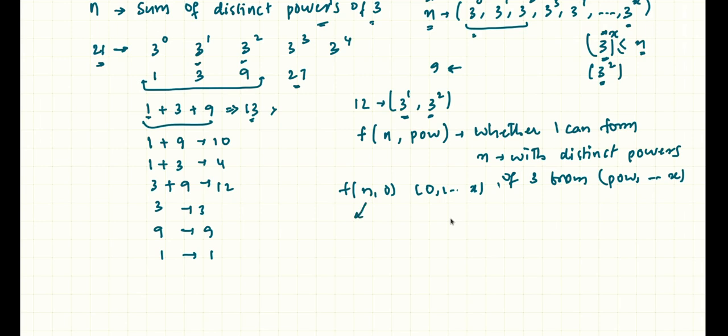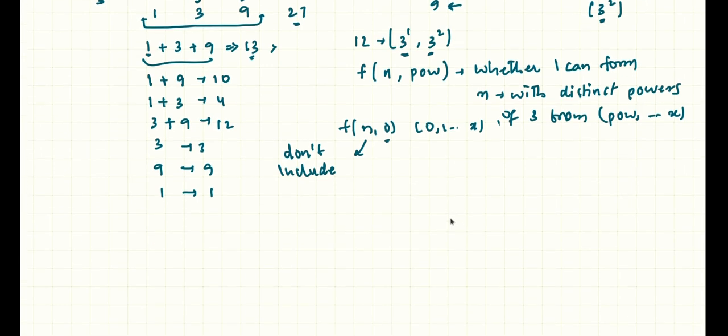If I don't include 3 power 0, that means n is still the same, right? Let's take a concrete example. Can 12 be formed from all the powers from 0 till x? Let's say I don't include 0 in the solution. So if I don't include 3 power 0 in the solution, the number will still remain the same, but I have to check for the powers from 1 till x.